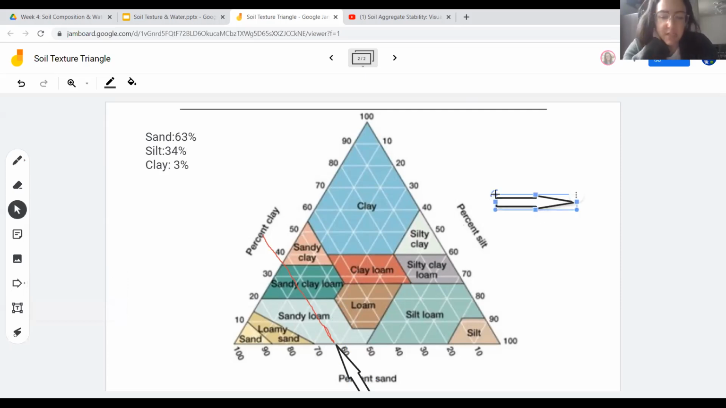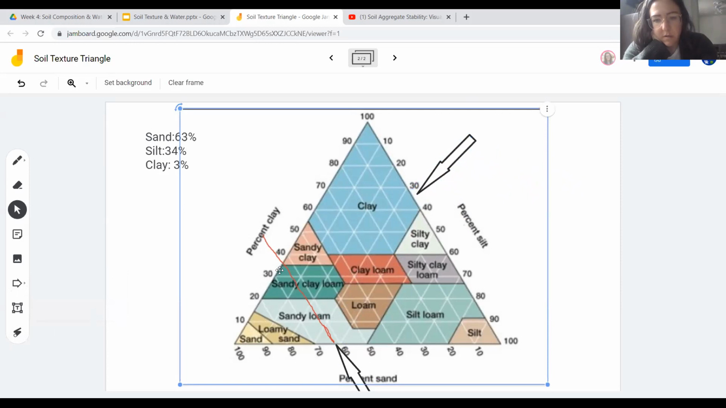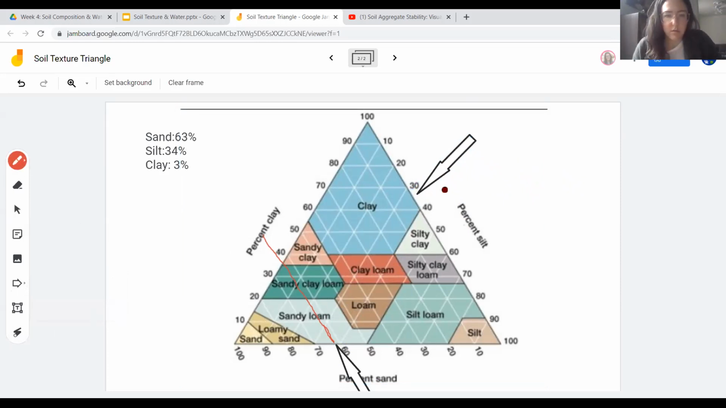So then when we move over to silt, which is on the right side of the triangle, we're going to go to 34%, which is about halfway between 30 and 40. And we're going to follow the arrow, the line that goes down. Yep, exactly. All right, here we go. So we want to draw a line about 34 all the way across the triangle. Beautiful.